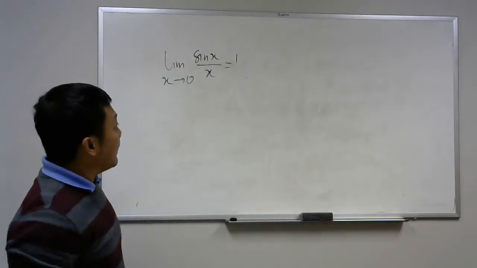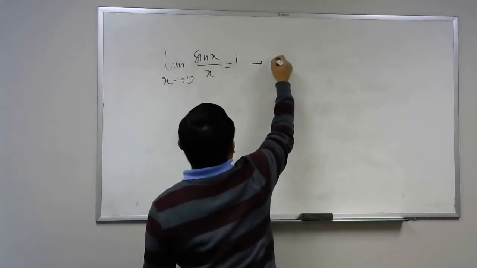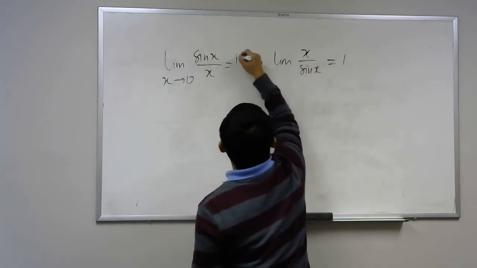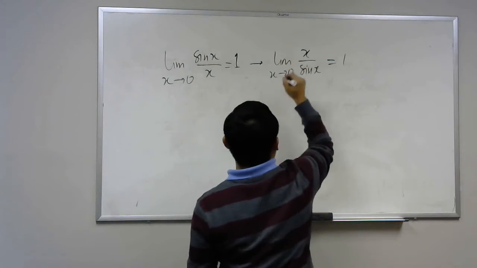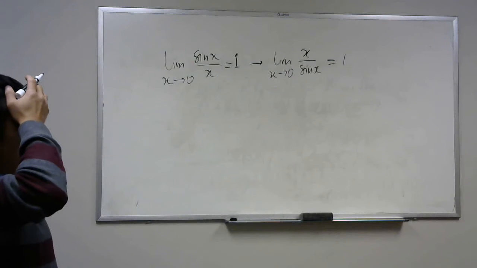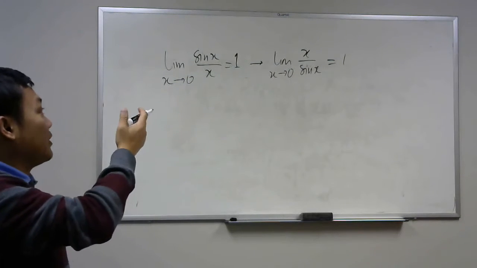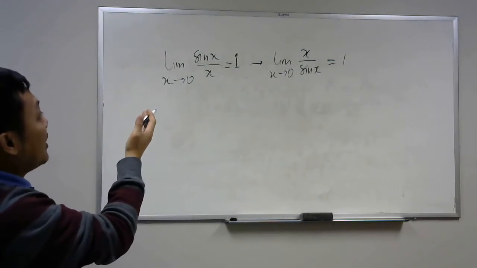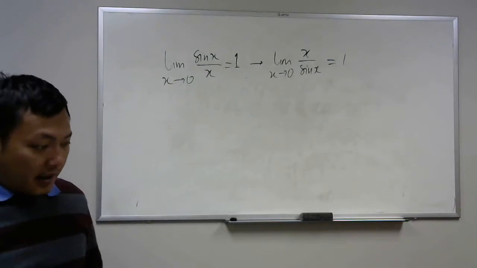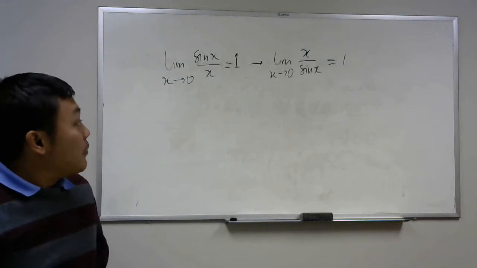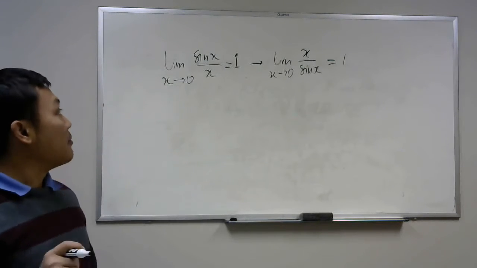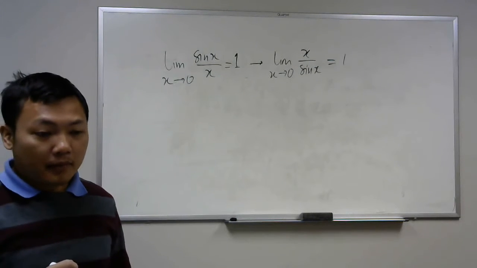Of course, from here we also have the limit of x over sine of x equal to 1 when x goes to 0, right? And sometimes if you have limits and you see sine x over x, we can separate them and make them 1. But in this video, I want to emphasize another meaning of this limit.